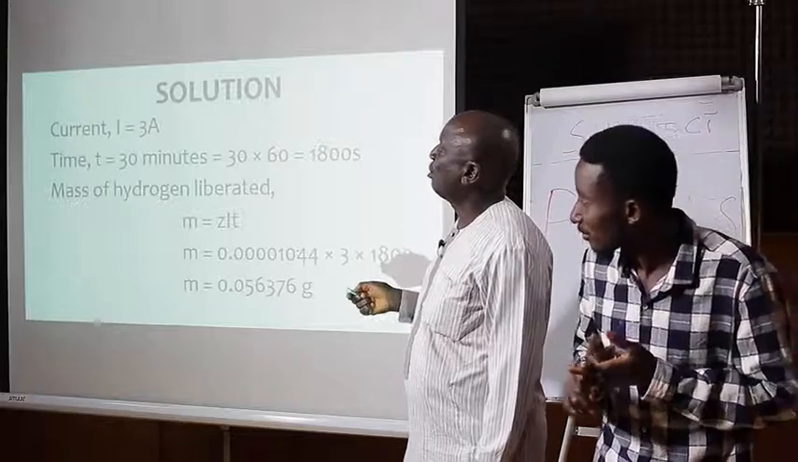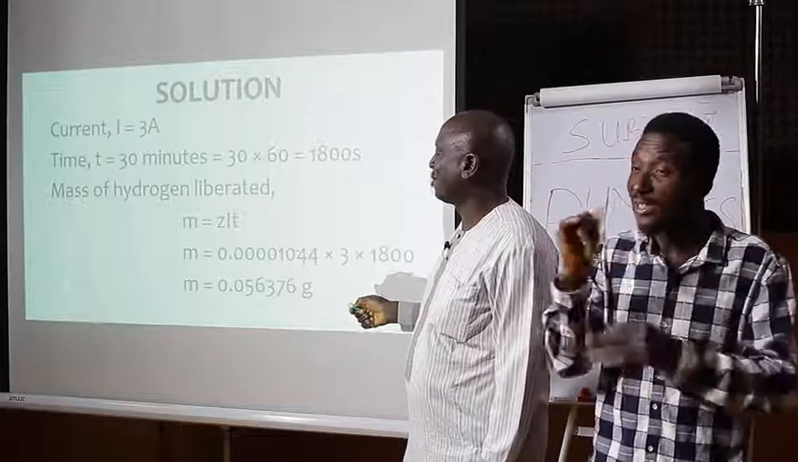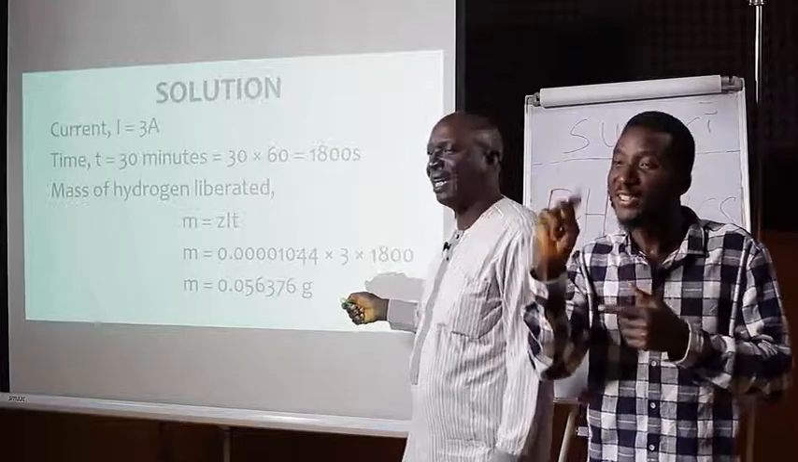Solution. Current I is equal to 3 amperes. The time taken, small t, is equal to 30 minutes. Now we have to convert from minutes to seconds, and that will give us 30 times 60, and that gives us 1800 seconds. Mass of hydrogen liberated, M, our formula, is equal to Z I t. That is, mass is equal to electrochemical equivalent times current times time.